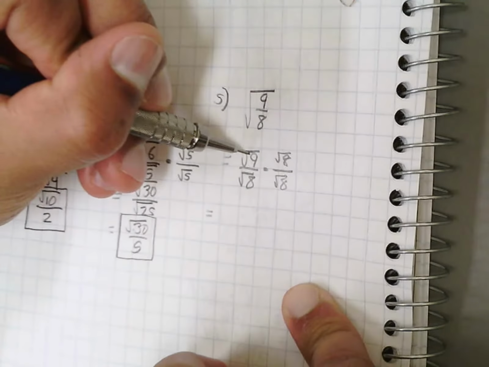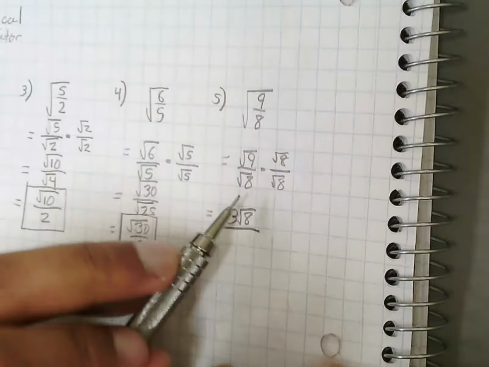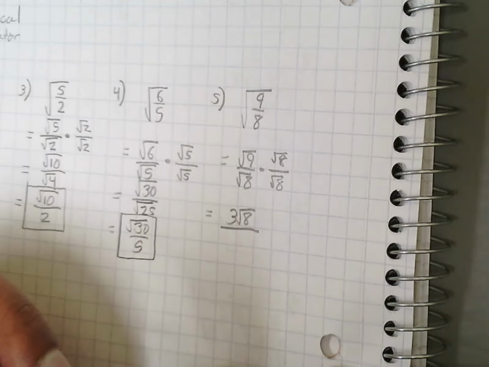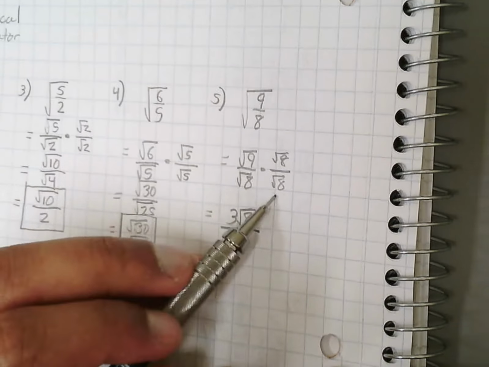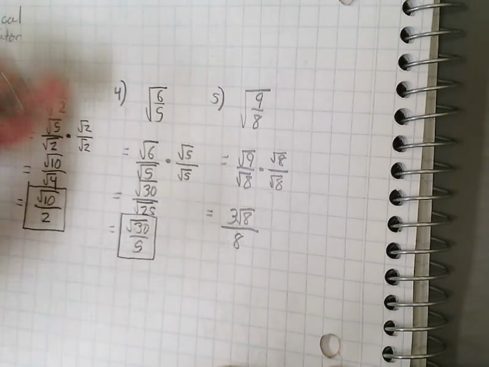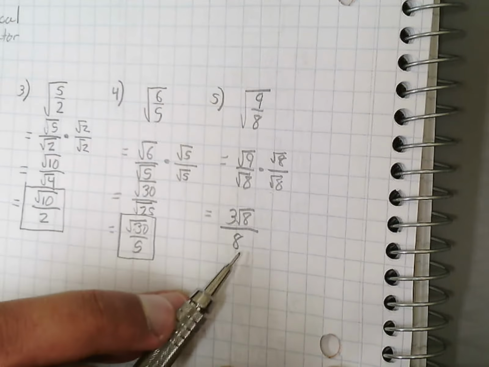Now the square root of 9 is 3. So this is 3 times the square root of 8 in the numerator. And hopefully we're seeing that the square root of 8 times the square root of 8 is just going to be 8, because that would be the square root of 64, which is 8. Alright, so we've rationalized the denominator. We no longer have a radical in the denominator.